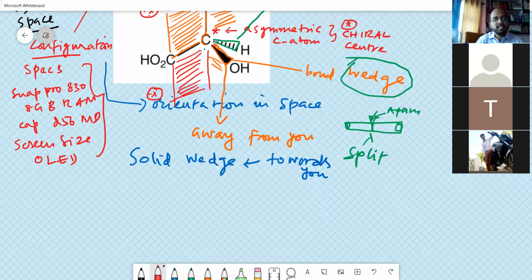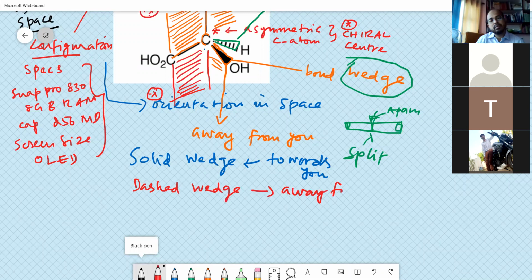Okay, and then this is the dashed wedge, away from you. Okay, when you define solid wedge away from you, you define dash wedge towards you. When you define dash wedge away from you, you define solid wedge towards you.